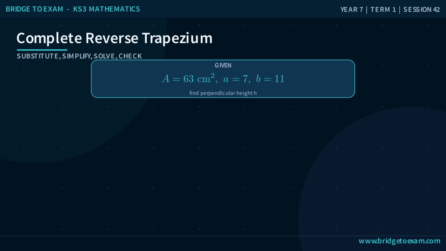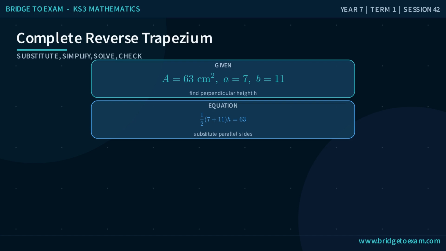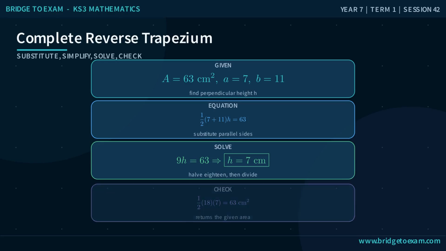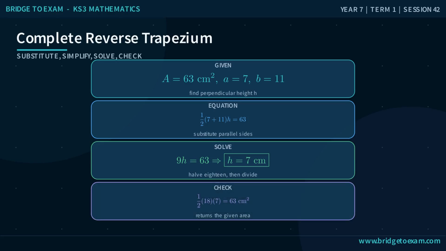Complete example. A trapezium has area 63 square centimeters and parallel sides 7 and 11 centimeters. Find its height. Substitute. 1/2 times (7 plus 11) times h equals 63. Half of 18 is 9, so 9h equals 63 and h equals 7 centimeters. Check. 1/2 times 18 times 7 equals 63 square centimeters.